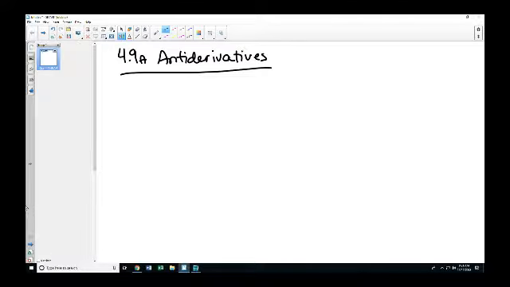Very similar to derivatives, right? And we already discussed this. So what's the antiderivative? Or what's the derivative here? 2x. Okay, good. So what is the antiderivative of 2x? Oh, you're so close. Very close.